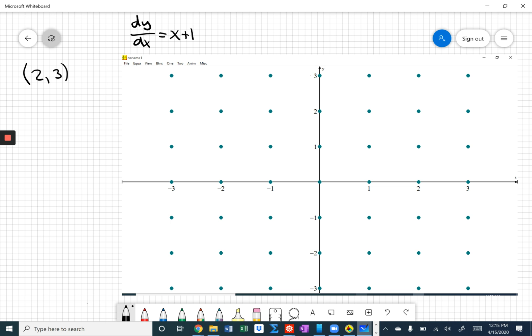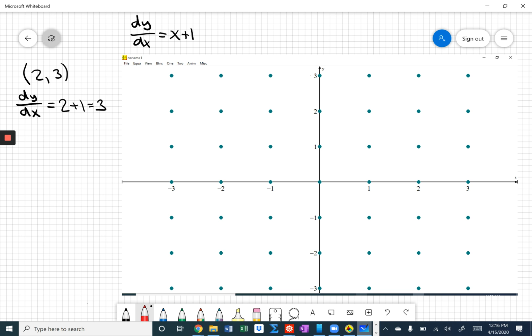Okay. So if I'm looking at the point 2 comma 3, well, what's the slope of the tangent line at the point 2 comma 3? Well, according to the differential equation, dy over dx is equal to x plus 1. And if x is 2, then the slope is going to be 2 plus 1, which is going to be equal to 3. So what a slope field does is it takes that value and it plots a little line segment in the xy plane with that value so that we can see what the behavior is at that point, if the graph happened to go through that point.